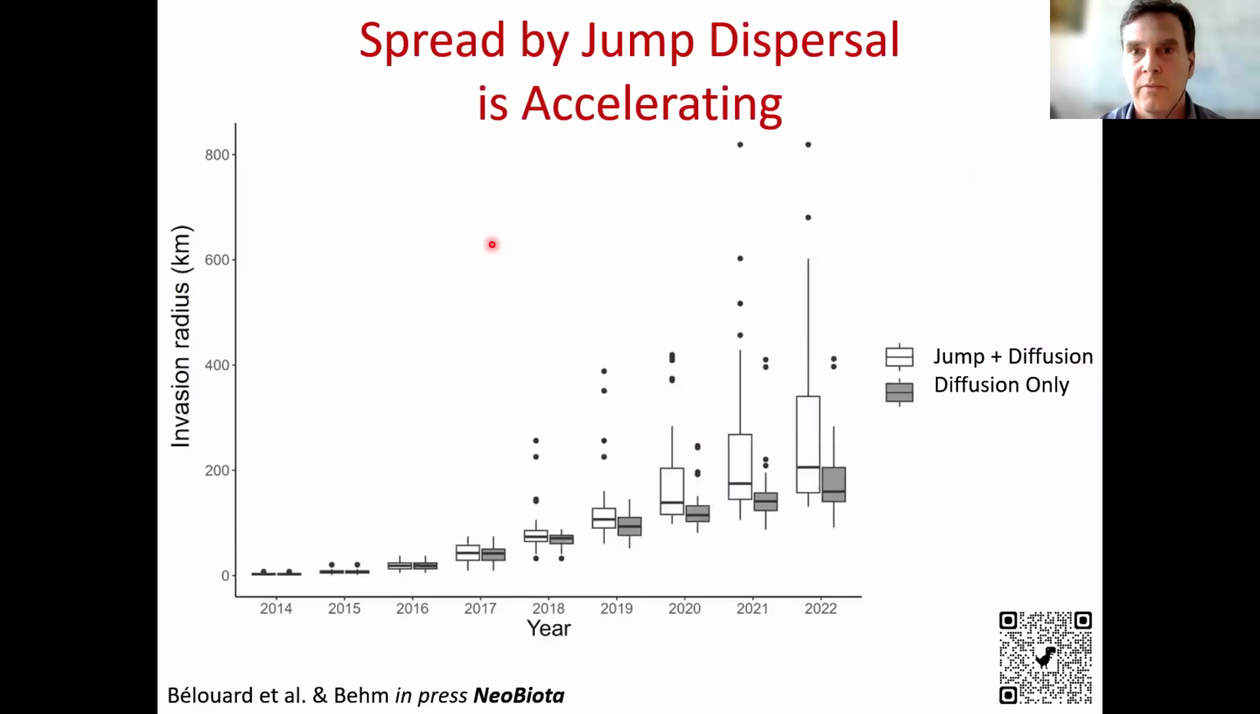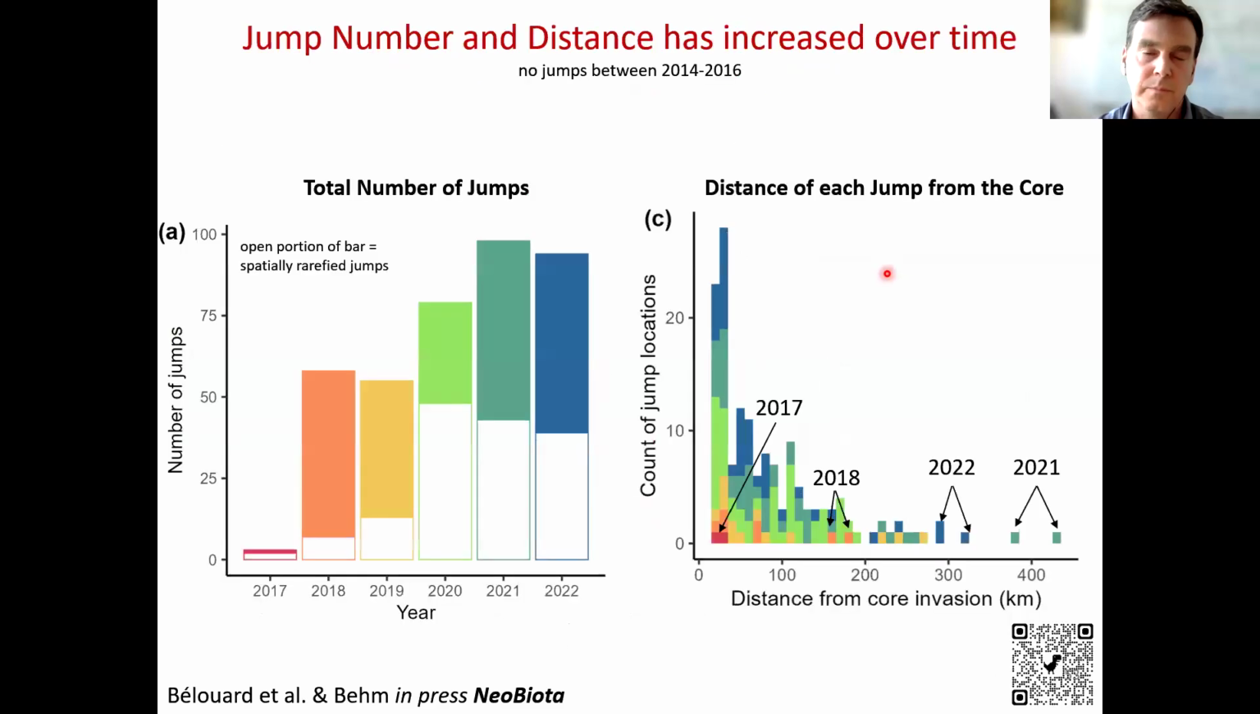And so what we find by looking at this is that while the diffusive spread is slowing down, like I showed you, jump dispersal is accelerating. Here we partition through time the amount of invaded area, this is the invasion radius here, and how that's increased through time. If you just look at diffusion, that's more or less a linear increase, and that rate is slowing down like we talked about. But if you include jump plus diffusion, that's increasing rapidly.